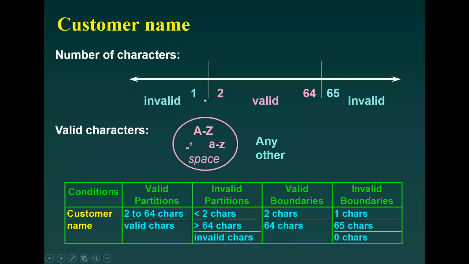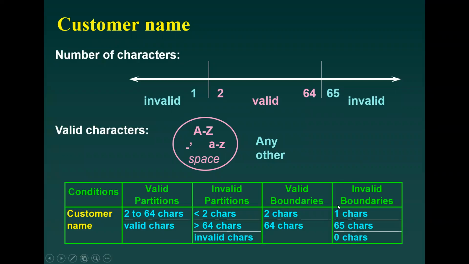Valid boundaries are 2 characters and 64 characters. When you enter a minimum of 2 characters and a maximum of 64 characters, those are the valid boundaries. Invalid is trying to enter only 1 character, or trying to enter more than 64 characters, that's 65 onwards. And 0 characters, when you leave it as an empty field. It is mandatory and you should enter some data.